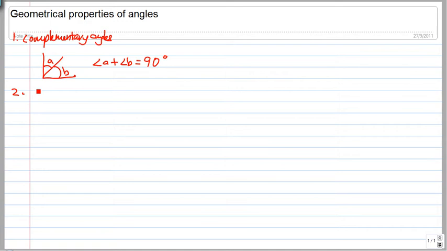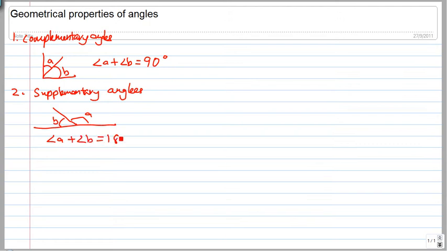Next up, supplementary angles. When you have a straight line, and this is A and this is B, when angle A plus angle B is equal to 180 degrees, you say that these two angles are supplementary because their sum adds up to 180 degrees, alright?